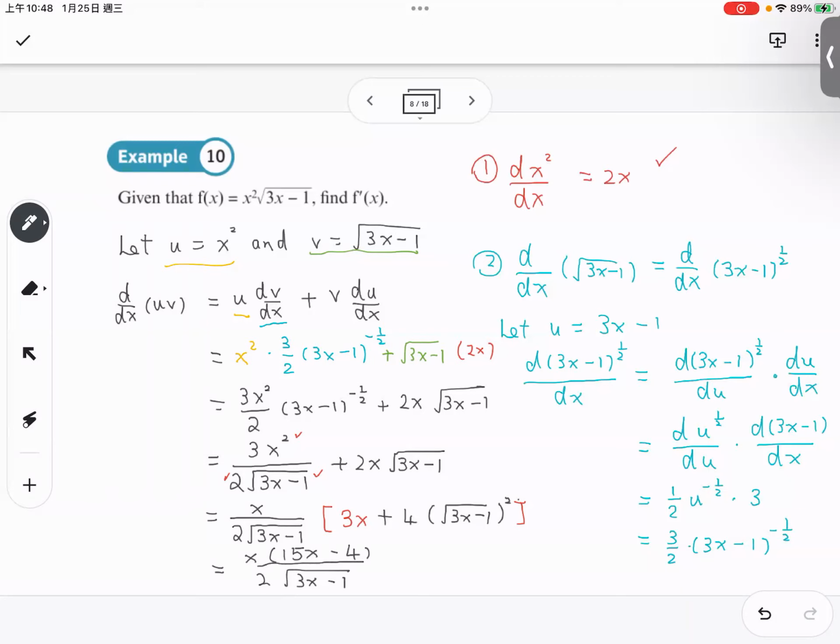Okay, I think that I must be in here to make sure that you get all the correct answers. So make sure that you know how to do it. If possible, please try to do some questions later for the product rule.